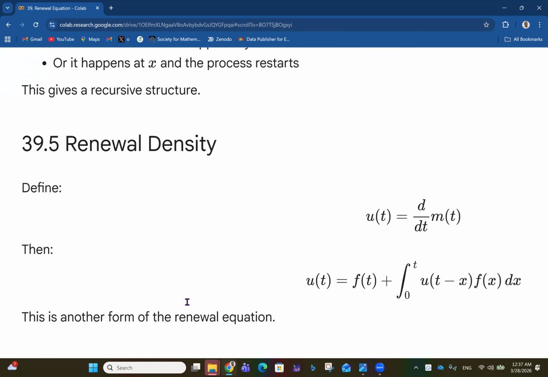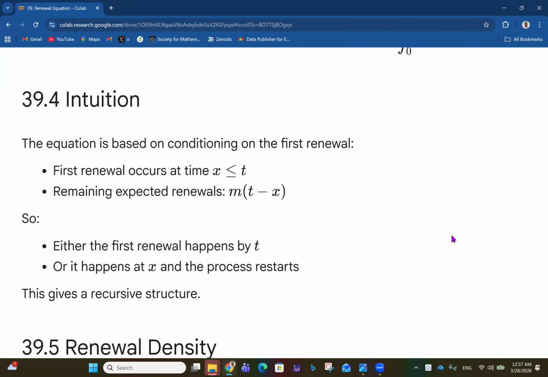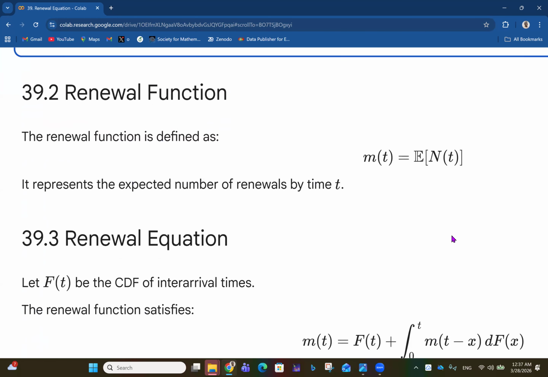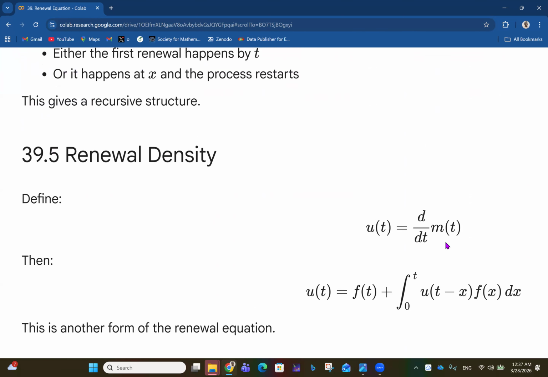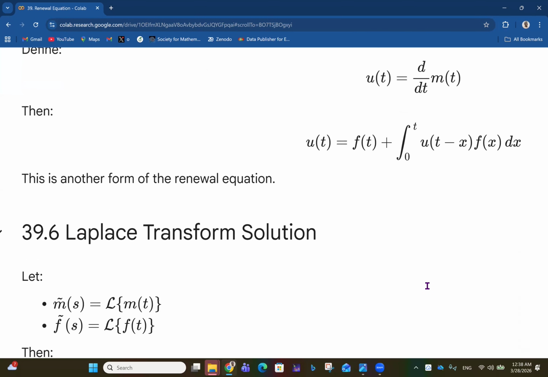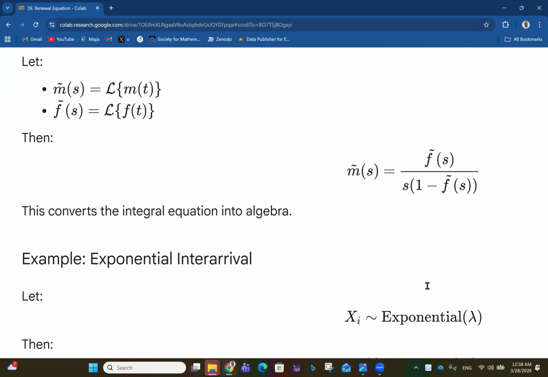Then we talk about the renewal density. If we define u of t to be d/dt of m of t, where m of t is already given as the renewal function, so the renewal density is given as the rate of change of the renewal function m of t, which is assigned u of t. Then we can say that u of t is f of t plus the integral from 0 to t of u of t minus x f of x dx. And this is another form of the renewal equation. So we can express the renewal equation as a renewal density u of t like this, which is the rate of change of the original m of t.